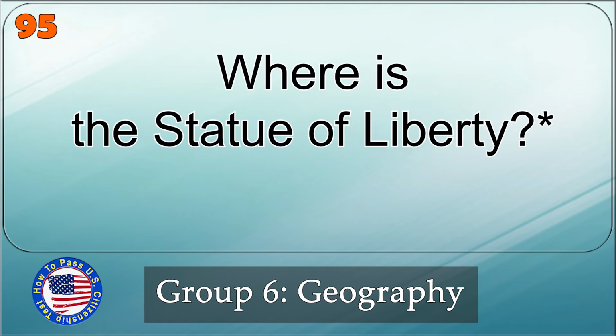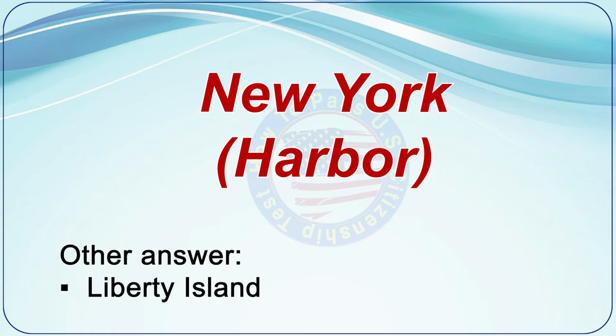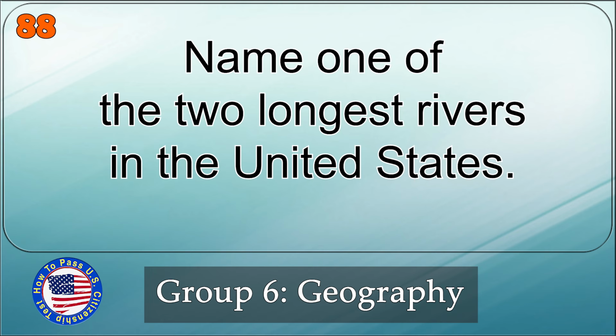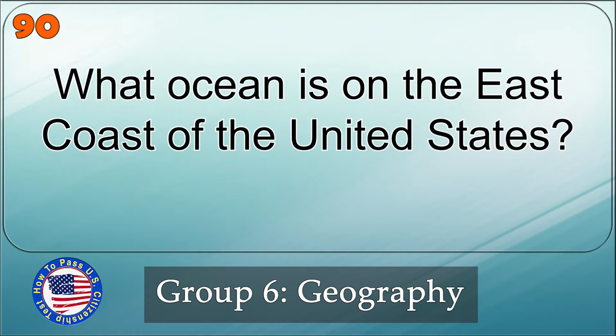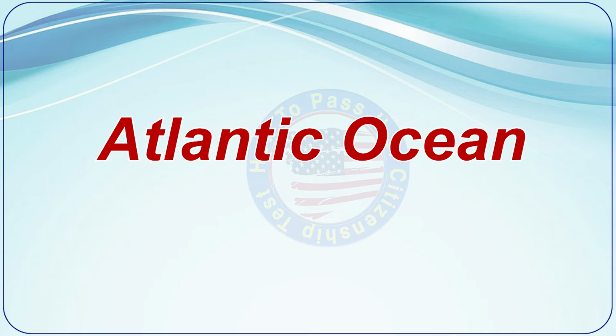Where is the Statue of Liberty? New York Harbor. Name one of the 2 longest rivers in the United States. Mississippi River. What ocean is on the east coast of the United States? Atlantic Ocean.